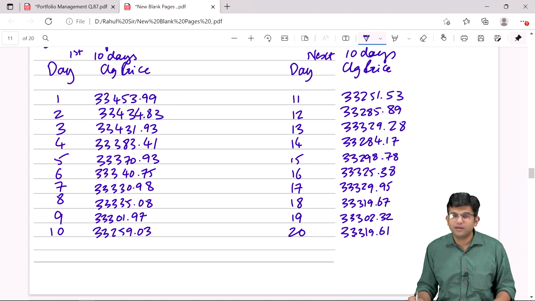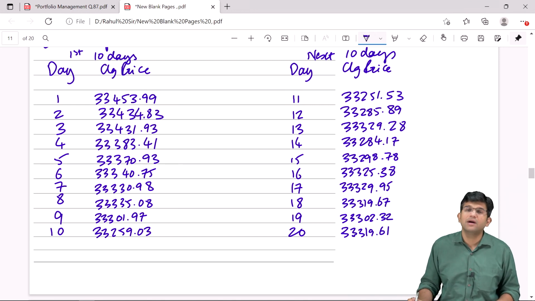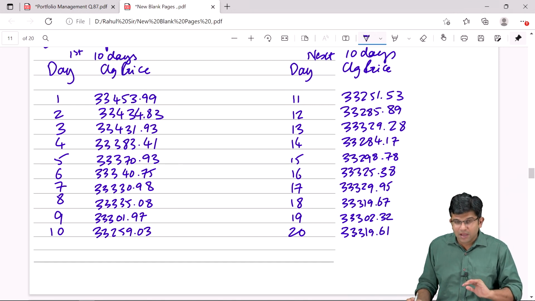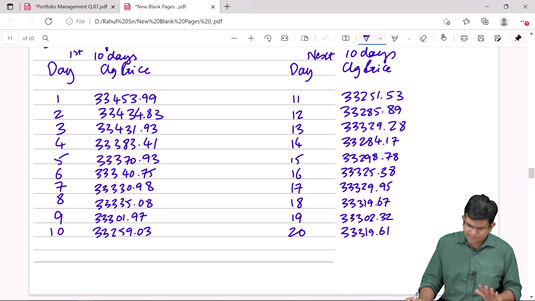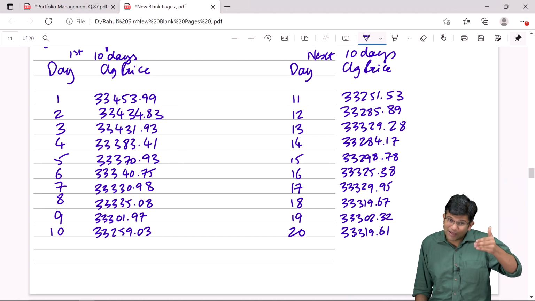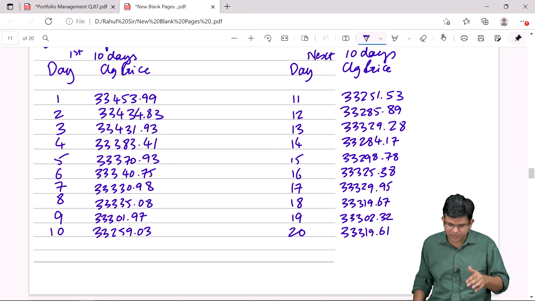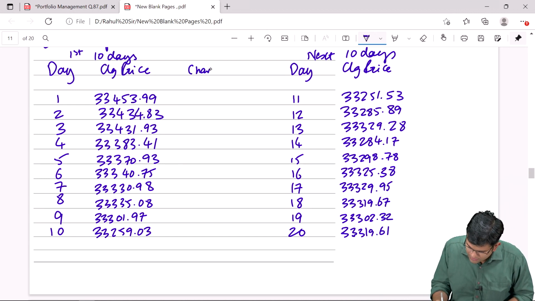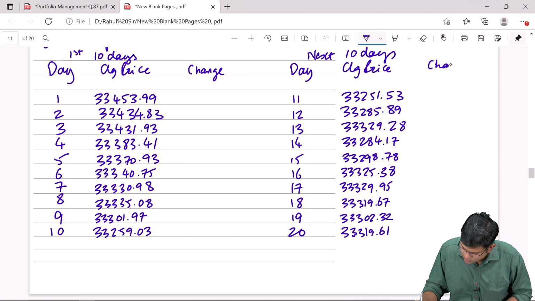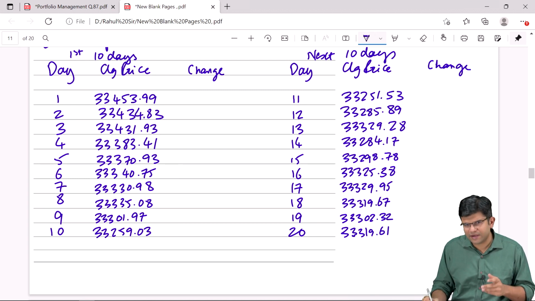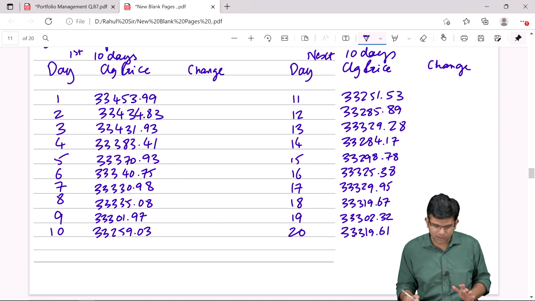Okay, so these are the numbers, the closing prices for the past 20 days. Now what is step 2? Step 2 is to find the changes in prices. To find the changes, I'll write here "change." Why we are doing it, I'll tell you in the next 5 minutes. First of all, let's plot the changes.